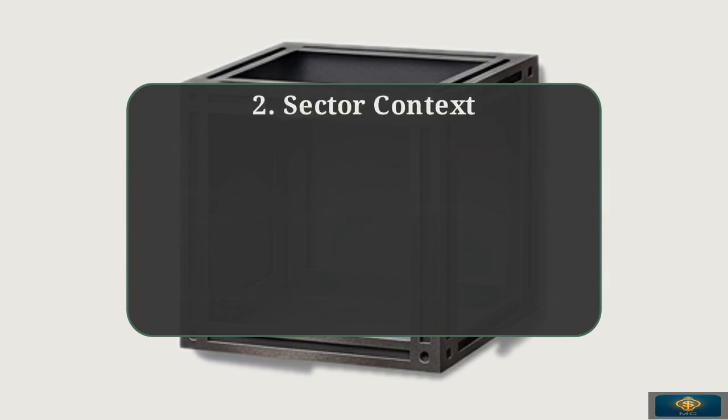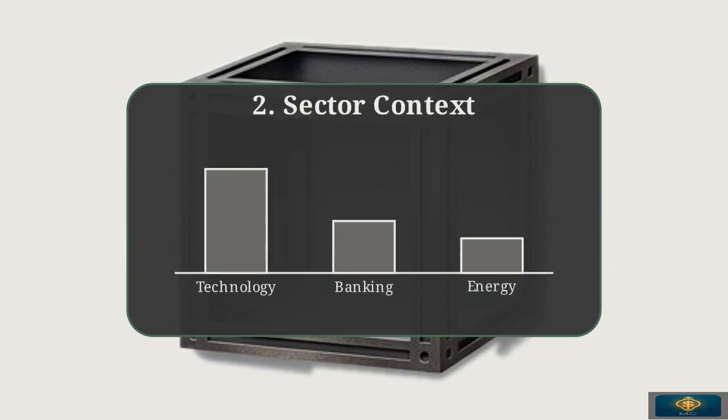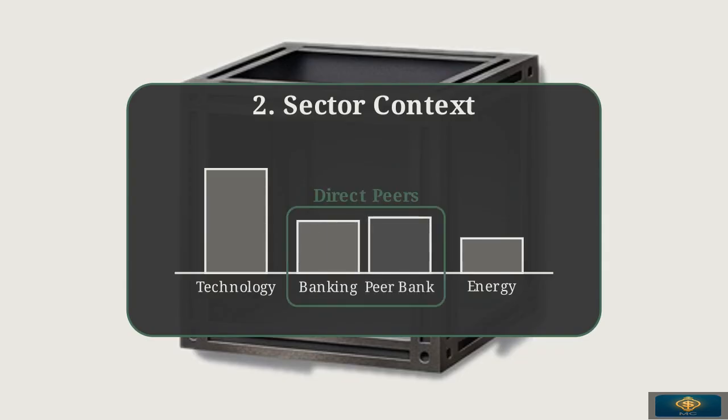Now look at this bar chart comparing different industries. This is your second benchmark. Technology companies almost always run higher PE ratios than banks or energy companies. Always compare a stock to its direct peers in the same industry.